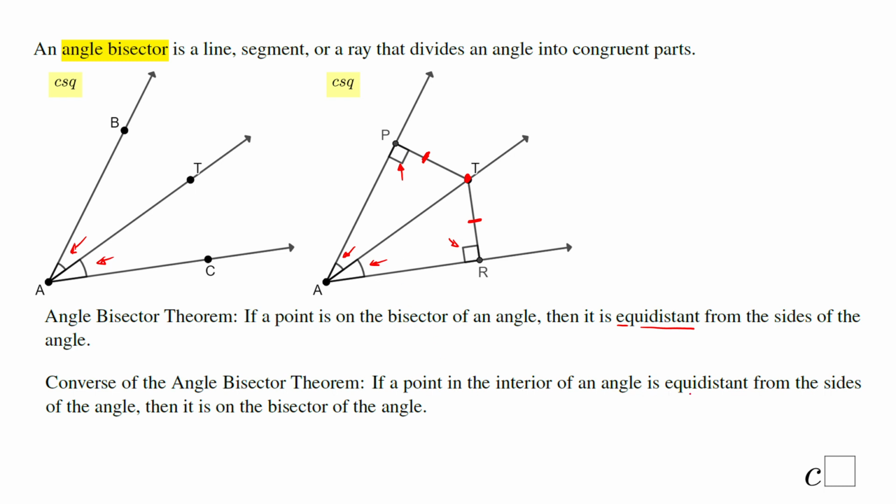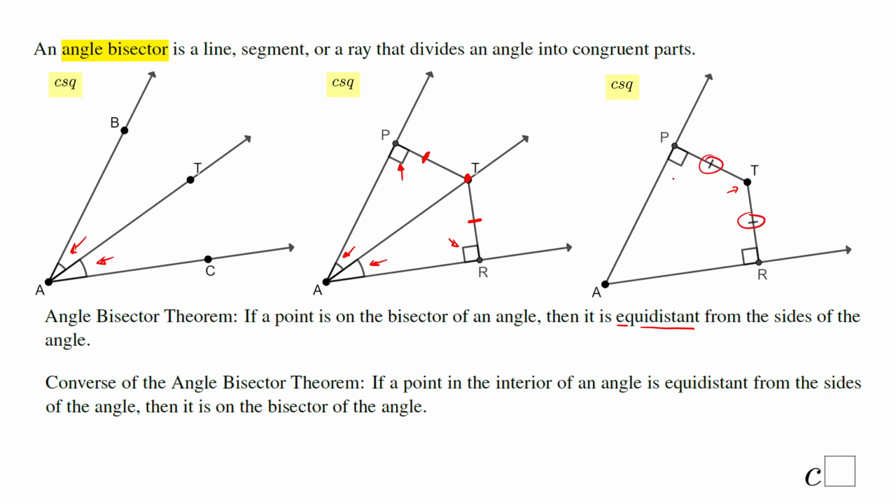The next one is the converse of the angle bisector theorem, which says if a point in the interior of an angle is equidistant from the sides of an angle, then it is on the angle bisector. Look here. This point T is equidistant, the same distance, from the sides of the angle. By the way, these are right angles. That's the reason we know it. This segment represents the distance from point T to those sides. They are the same. That means that T is on the angle bisector. It is the converse, the opposite of the previous theorem.